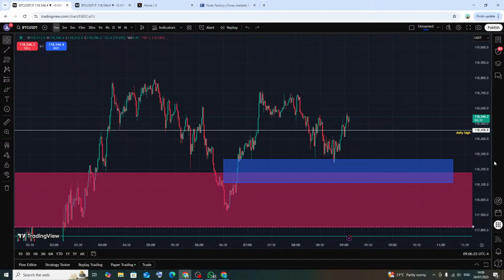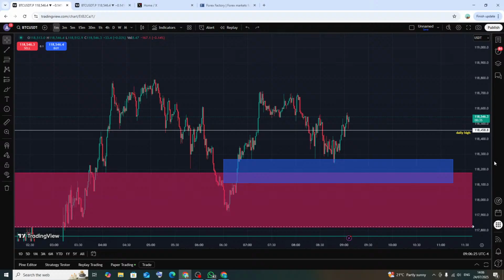This is 1 minute time frame chart, by the way. It is very important to keep yourself aligned with the bigger picture time frame as well. So these are the predictions or anticipations I'm making on the 1 minute time frame. I will go to the bigger picture time frame as well, which is very important to understand.